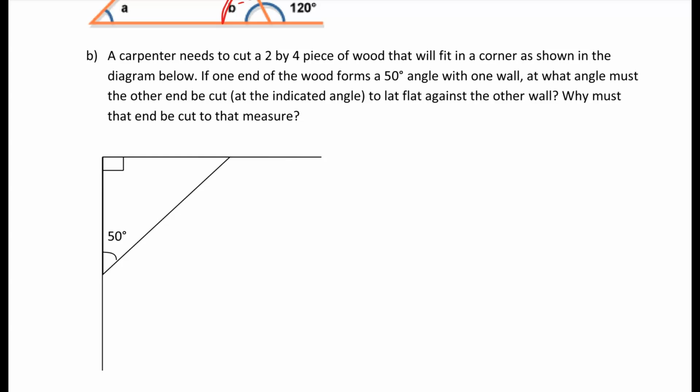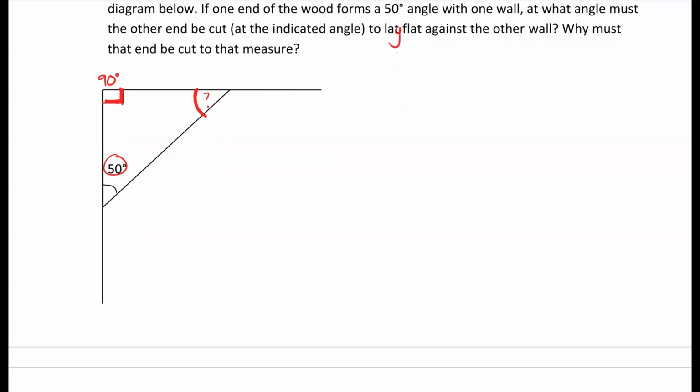At the indicated angle. So we're trying to figure out what this angle is going to be to lay flat against the other wall. Why must that end be cut to that measure? So we need to figure out this one missing angle. If we know that this is 50 degrees and this box right here represents 90 degrees, we can figure out our last angle.